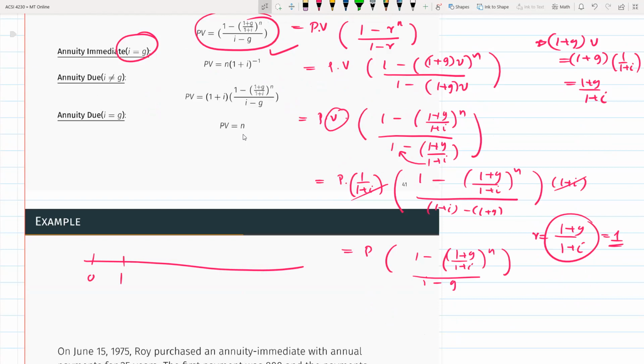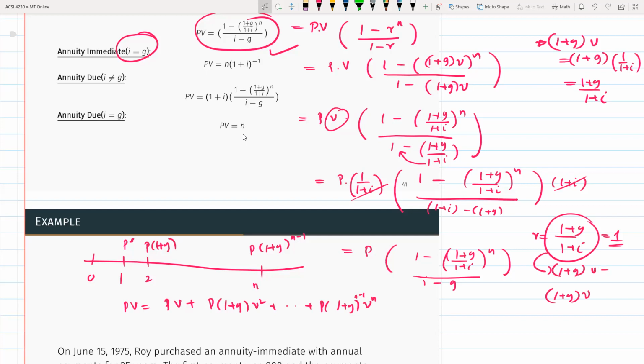0. This one is going to be P. This one is P times 1 plus G. And then in here, N is going to be P times 1 plus G to the N minus 1. And then when we write the present value, it's PV plus P times 1 plus G times V squared, all the way to P times 1 plus G times V to the N. But we know that now 1 plus G times V, okay, so this is basically 1 plus G times V, no? That's going to be 1.